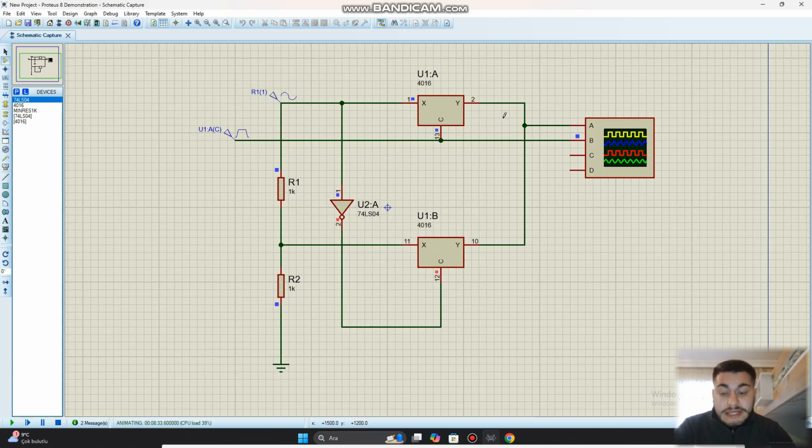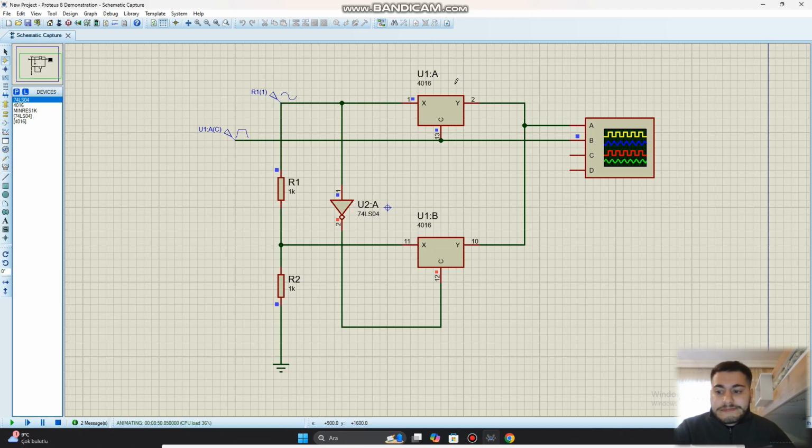As a result, this circuit is a simple amplitude shift keying modulator. The digital data in the input signal is converted into an analog signal by varying the amplitude of the carrier signal. In this way, digital information can be transmitted over long distances at radio frequencies.